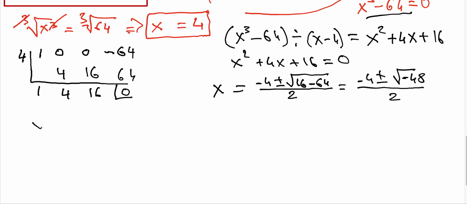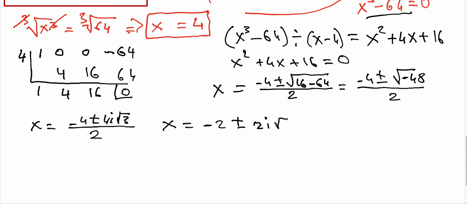So x is equal with minus 4 plus or minus 4i square root of 3, divided by 2. If we factor out 2 in both terms, 4 and 2, we can simplify by 2. So x is equal with minus 2 plus or minus 2i square root of 3.